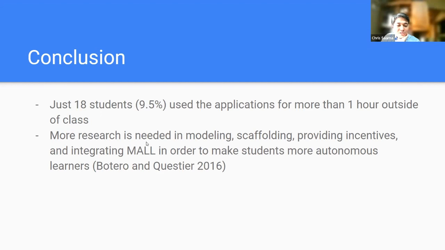And more research is needed in modeling and scaffolding, providing incentives and integrating MAL in order to make students more autonomous learners. According to Botero and Kistier, we need a lot more modeling, we need scaffolding, we need to provide incentives, and we need to think of better ways to integrate MAL in order to make students more autonomous and have more motivation to study on their own.